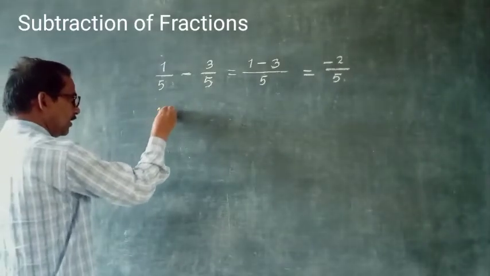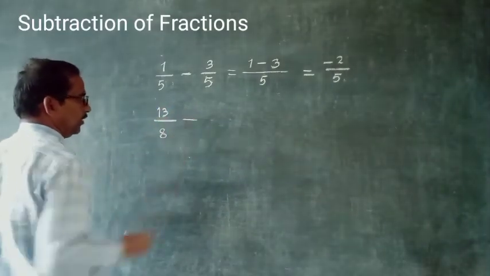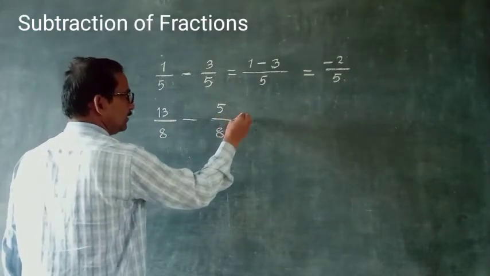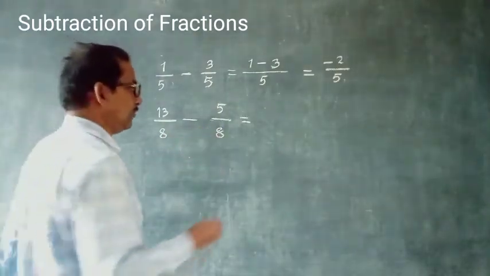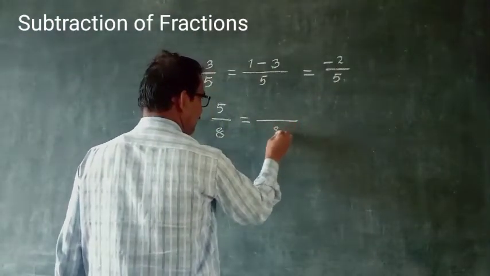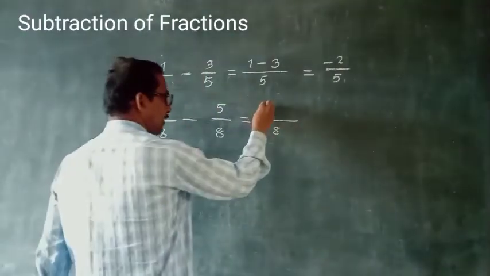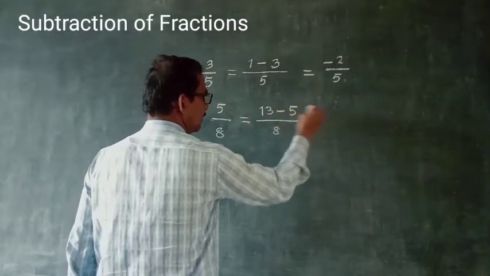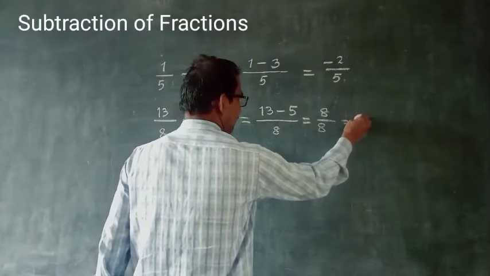Likewise, if it is 13 upon 8 minus 5 upon 8. So the denominators are the same. So you have to write the same denominator here and you have to simply subtract 13 minus 5. Here it is 8 upon 8 is equal to 1.